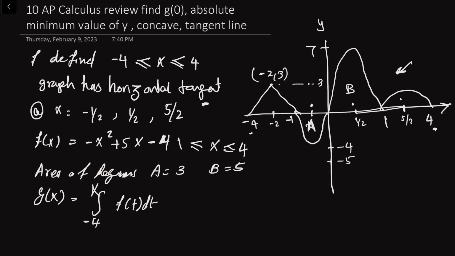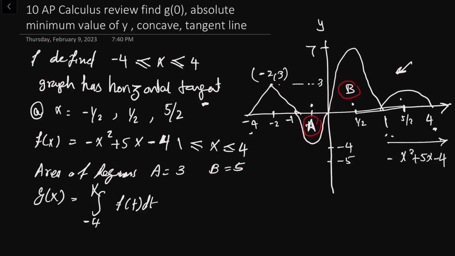All right. And the function in the interval x from 1 to 4 is minus x squared plus 5x minus 4. So the interval is x greater than or equal to 1 and less than or equal to 4, which, as we see, is a parabola here. And the area of the region B is given as 5, and A is 3. That's the area of the regions given.